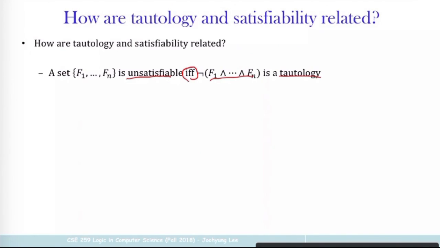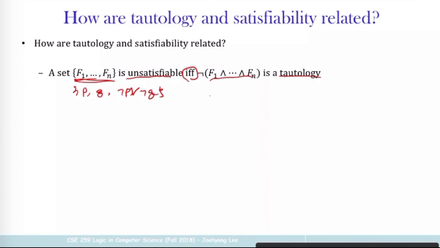But before we do that, let's look at an example. So let me write this formula. I wrote three formulas: P, Q, and not P or not Q. Is it satisfiable or not? Can you find an interpretation that satisfies all formulas? No, it's not possible, because at least you have to satisfy P and Q, so P should be true and Q should be true. But with that interpretation, you cannot satisfy the third formula, not P or not Q. So this is an example of an unsatisfiable set.